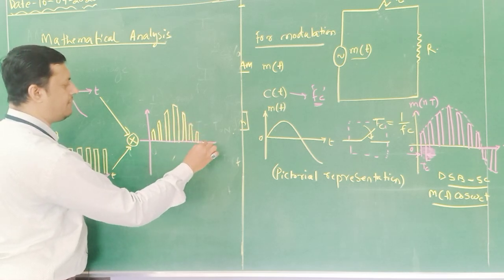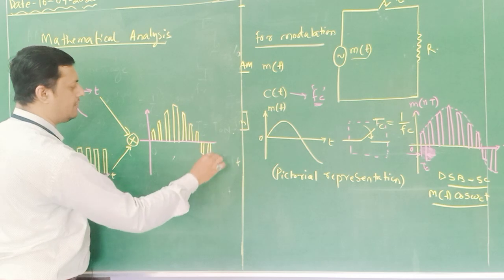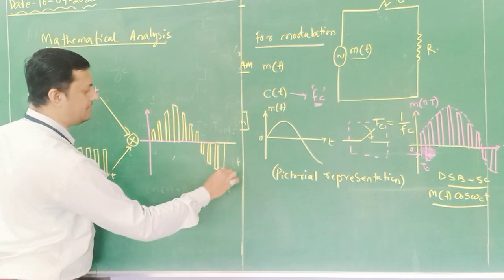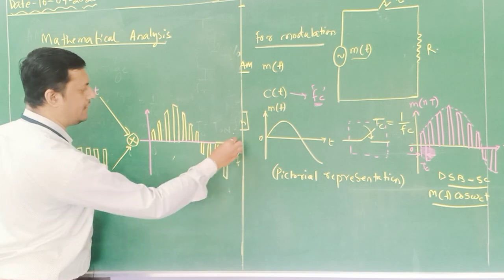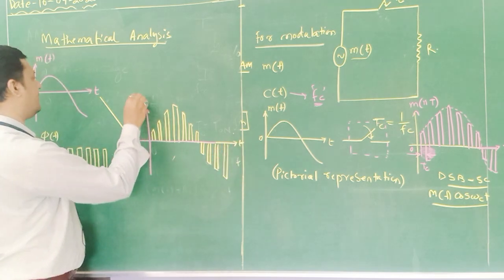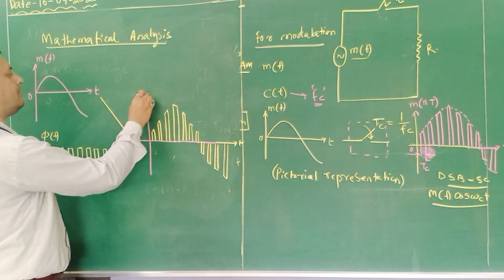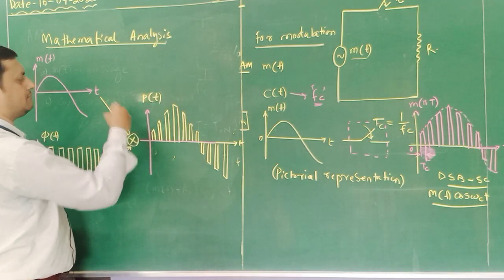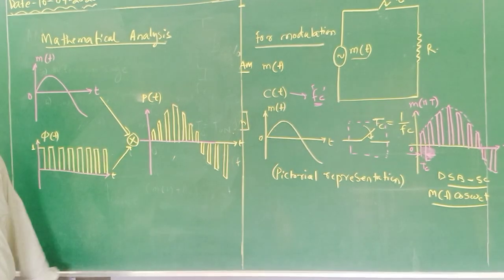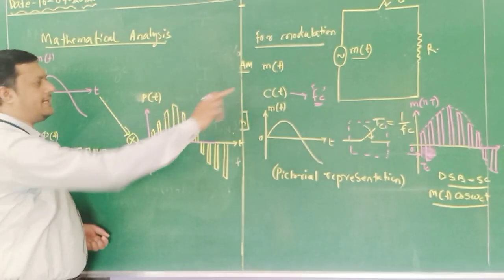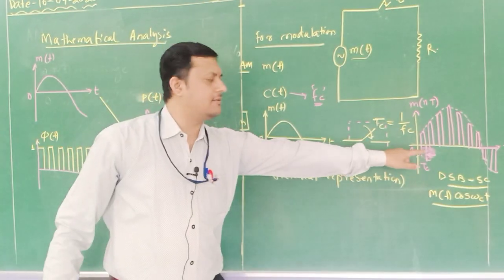This is for the positive half. Similarly, for the negative half also, the samples will be generated. So this is my m of t, or here I will write p of t. This is the pulse it was generating, and this pulse is quite similar to this particular representation.